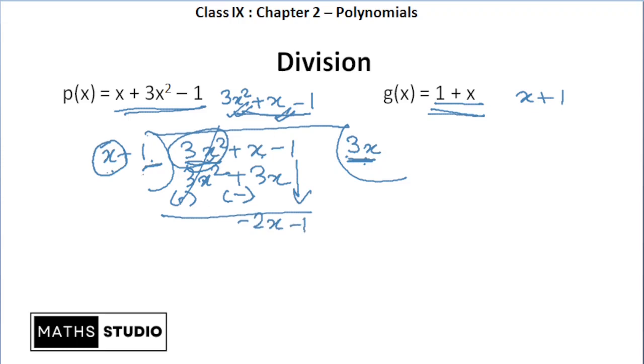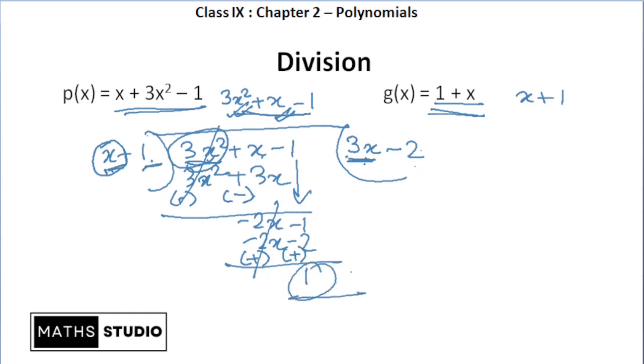So what should we multiply with x to give me minus 2x? Minus 2, of course. So minus 2 into x will give me minus 2x. So minus 2x. And minus 2 into 1 will give me minus 2. Okay. Again, I'll reverse the sign. This goes off. Minus 1 plus 2. What do I get? 1.